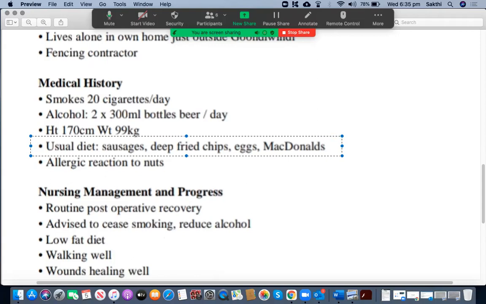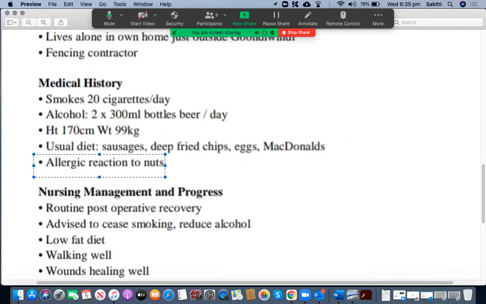But the thing you have to mention is the usual diet. So you didn't write down anything about his usual diet, right? Yes, sir. Usually it is a high cholesterol diet. Okay, high cholesterol diet. Yeah, that's correct as well. That's also good, but that's again a junk food. Anyway, high cholesterol diet is okay. That's fine. Allergic reactions to nuts. You have included that. Good.